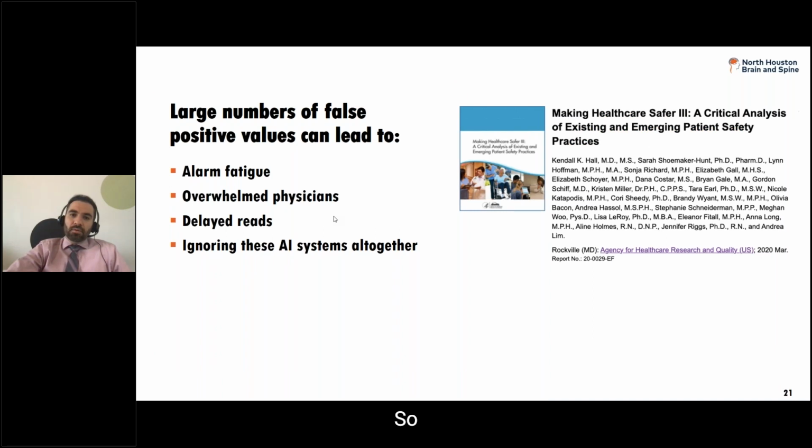As we know, and this has been previously published, large numbers of false positive results can lead to alarm fatigue, overwhelm the physicians, delay the reads, or lead to ignoring the whole AI system.